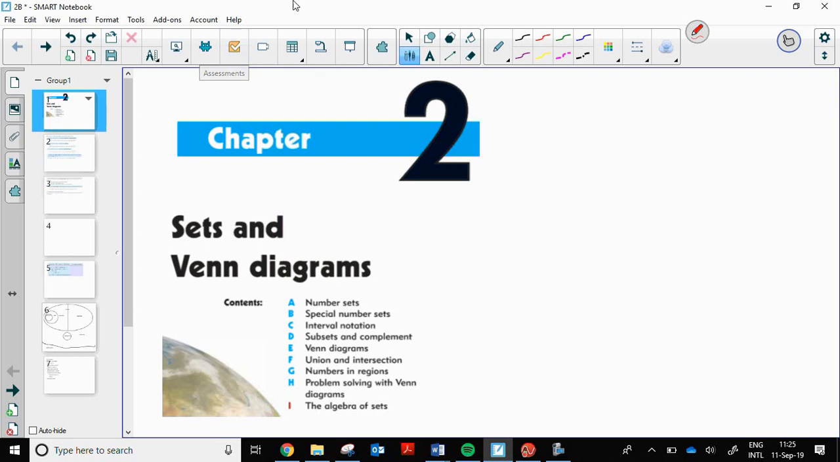What's up, folks? This is Chapter 2. We are only going to do Section B, which is on special number sets. Later on in the year, like many months from now, we might come back and chat again about interval notation, but that's not going to be until we cover inequalities. And the rest of this chapter, they're just not for our course.